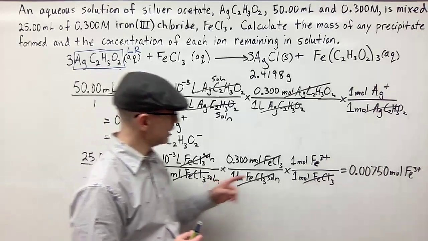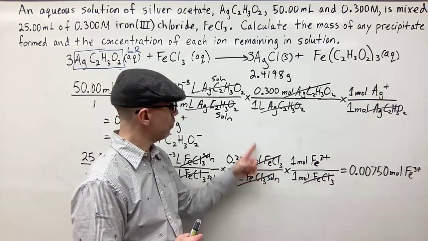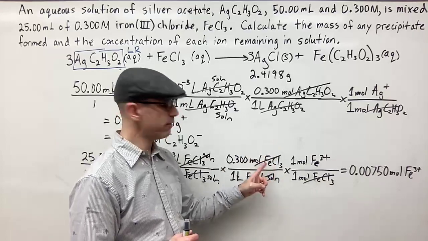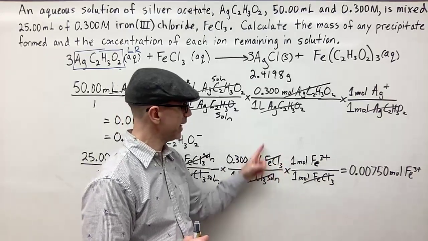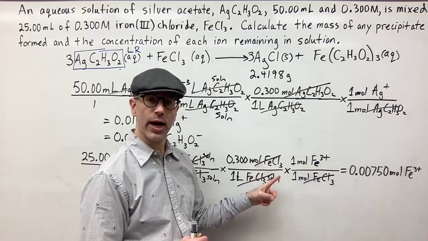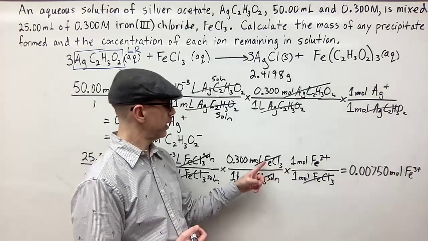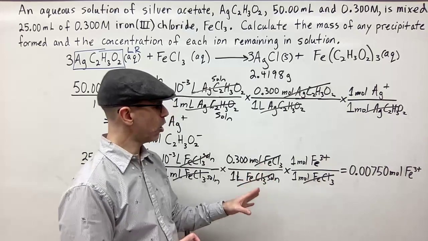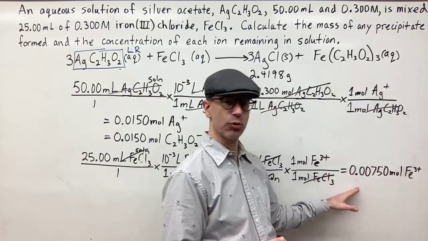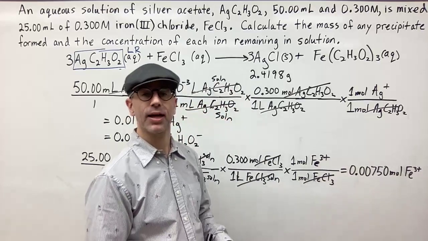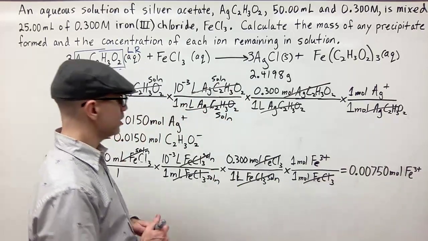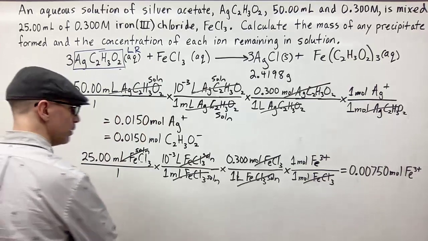Now here you can see that the ratio of iron to chloride is 3-to-1. So I would have 3 times as much chloride ion in solution compared to the iron. So all I need to do is multiply this by 3 to get the moles of the chloride ion that are in solution. So when I do that, let me write that out.